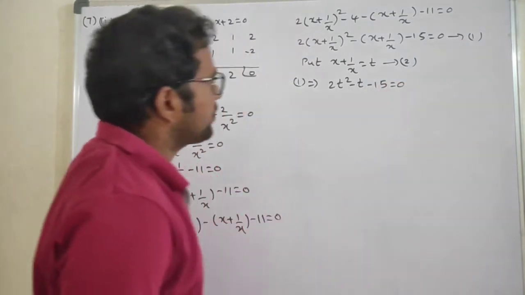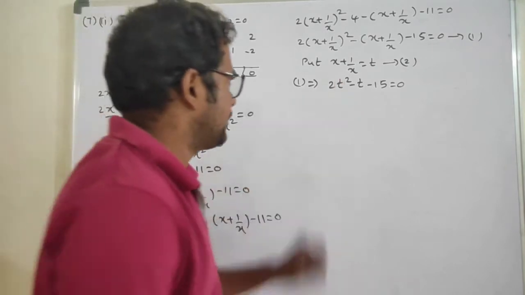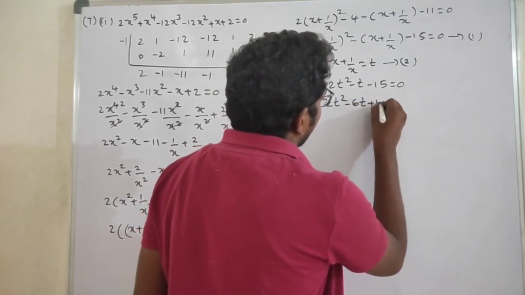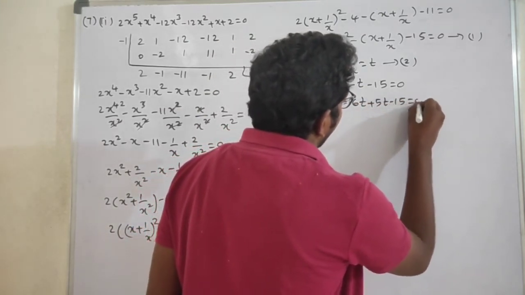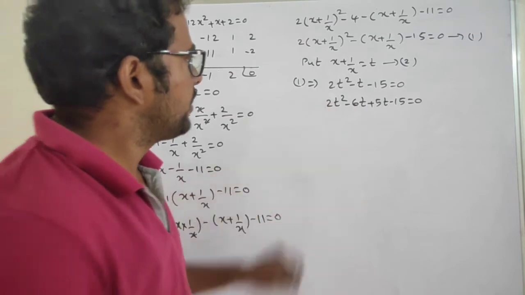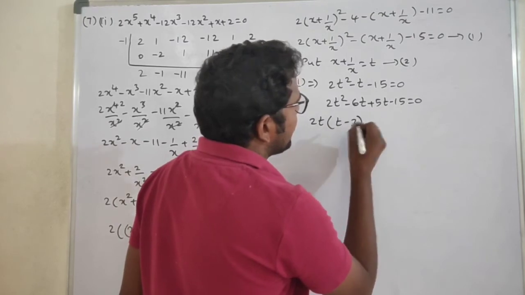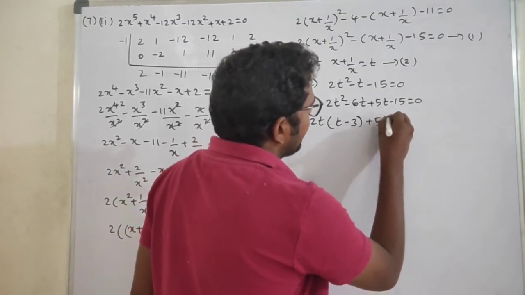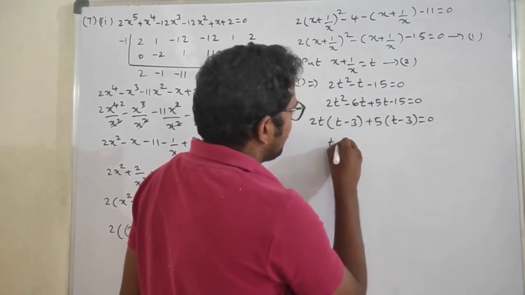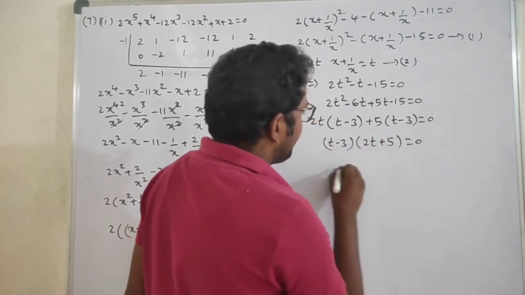0. So factors of 15: 2 into 15 is 30. 30 factors are 6 and 5, which give minus 6 plus 5. So we can write minus t as minus 6t plus 5t, minus 15 equals 0. So what is common? 2 and 6, 6 can be written as 2 threes. Take out 2t common. What remains? Here t and here 3, t minus 3. Take out 5 common. What remains? 5, 15 is 5 threes, t minus 3 equals 0. t minus 3 common. Remaining 2t plus 5 equals 0. t minus 3 equals 0.